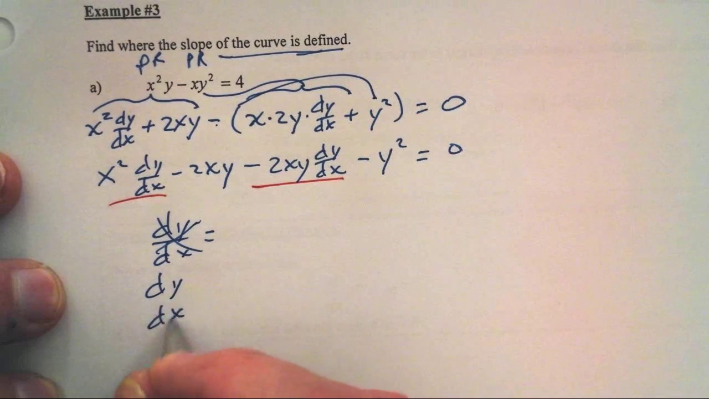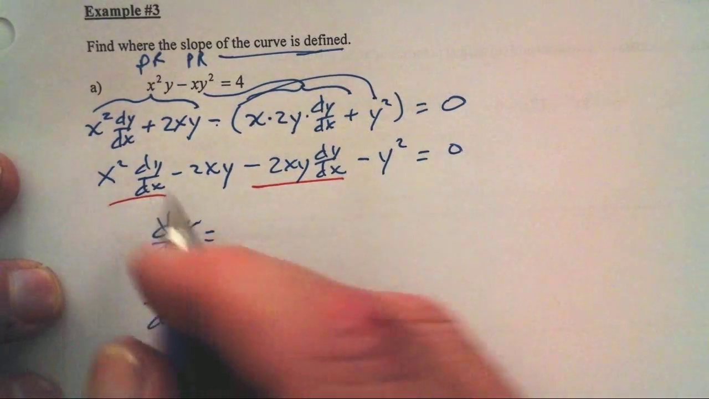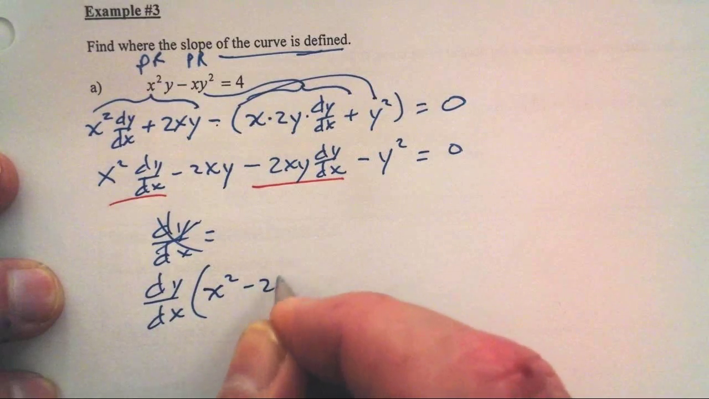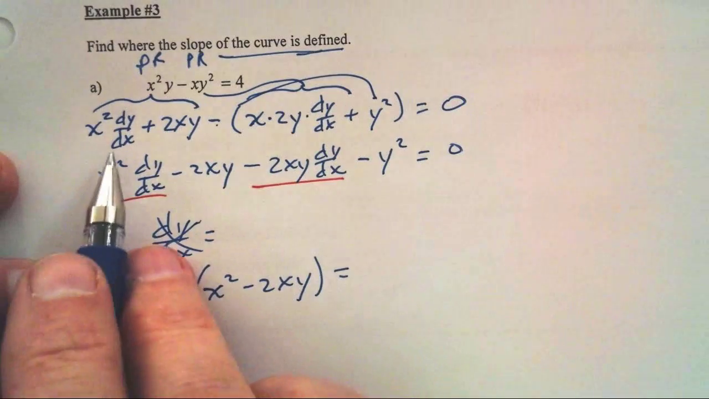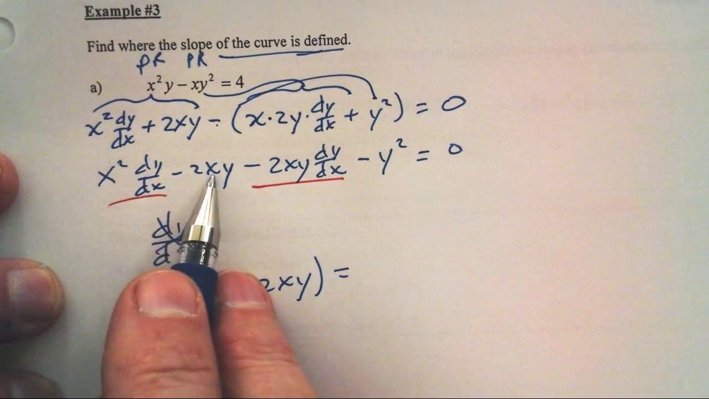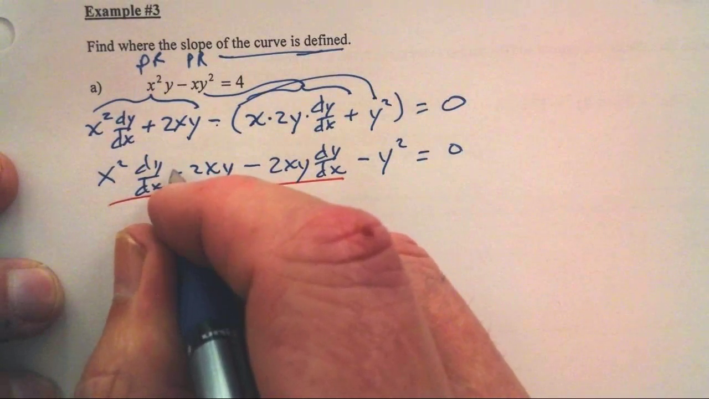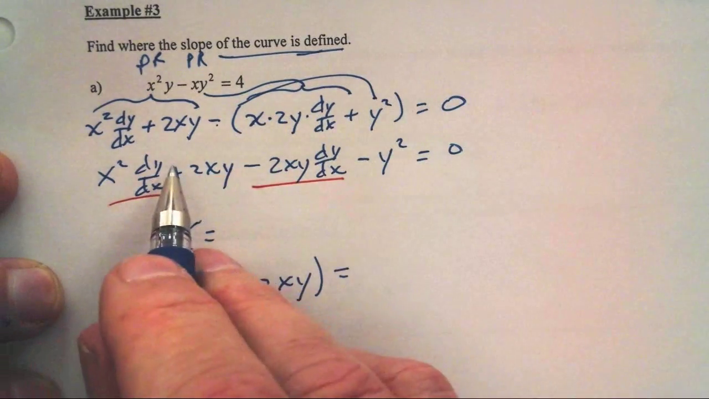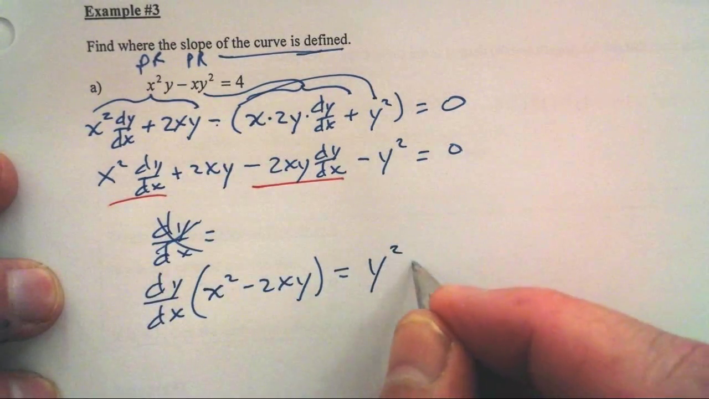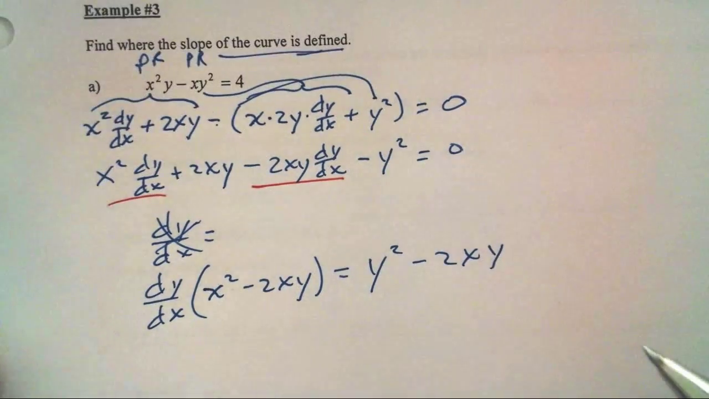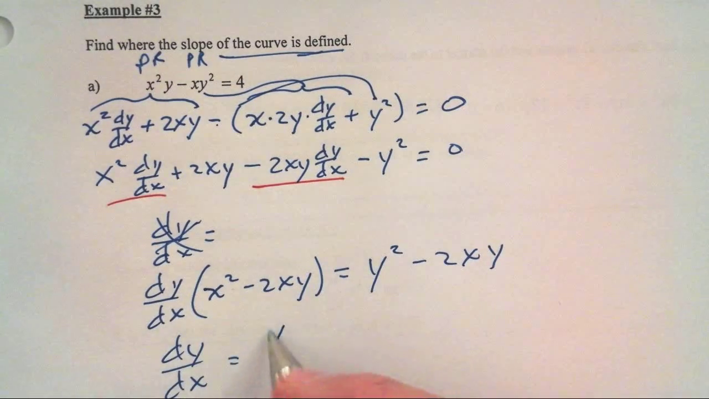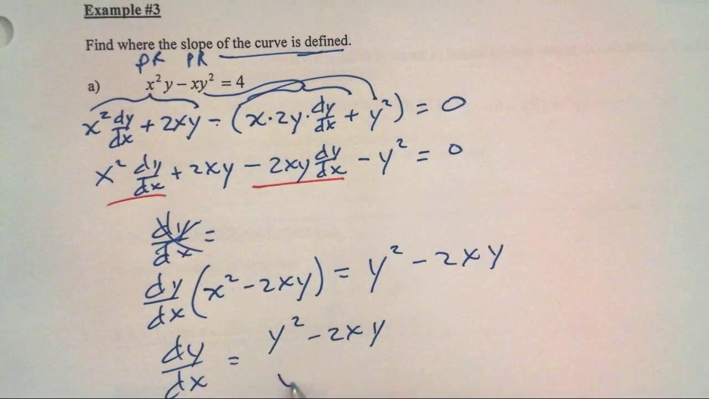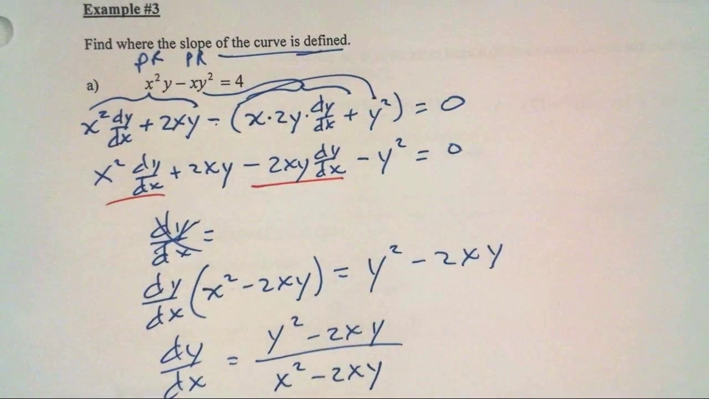Dy/dx factored out times, I'm left with an x squared and a minus 2xy from those, equals, I'm going to add. Why did this become a minus 2xy? Ooh, I'm glad I caught that. I'm going to add a y squared across, and I'm going to subtract across a 2xy. That could be in the other order. So dy/dx is y squared minus 2xy over x squared minus 2xy. Don't you dare cancel those 2xy's.